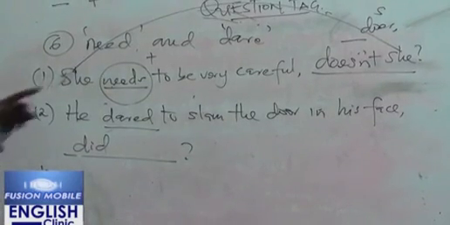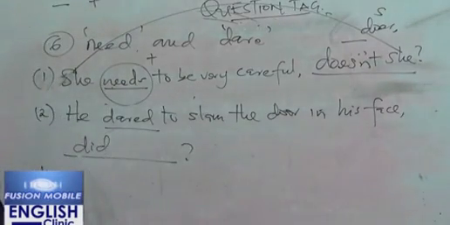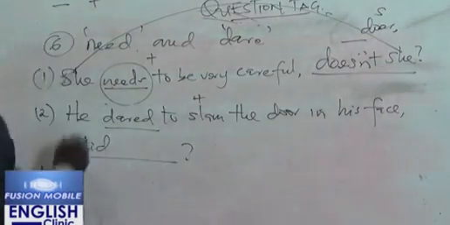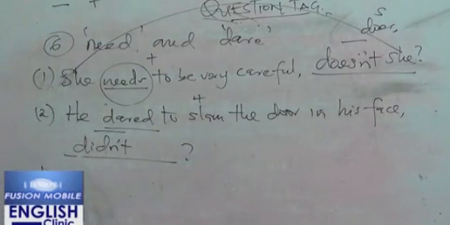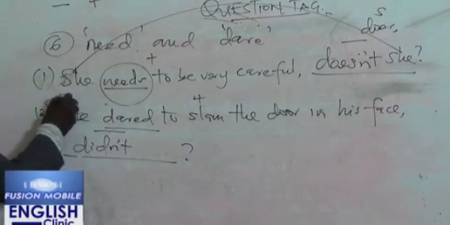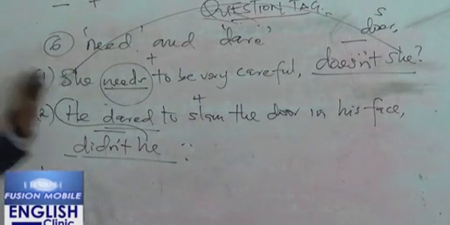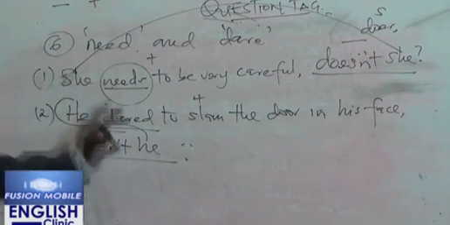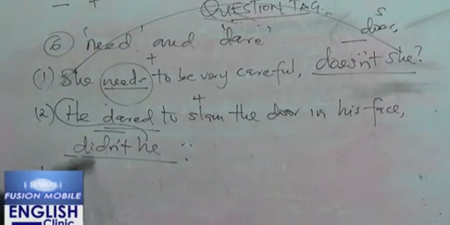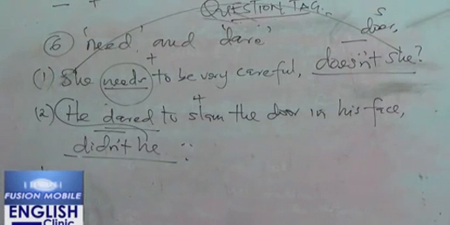Then we now need to ask ourselves, this statement, he dared to slam the door in his face, is it positive or negative? It's actually what? Positive. That means the tag must be what? Negative. So I will add n apostrophe t to my did, it becomes didn't. Then I will repeat the subject here in the tag, which is what? He. So my tag is what? Didn't he. So this rule says that whenever need or dare is used in a positive statement, it is not repeated in the tag. Instead, it is treated like what? A lexical verb. This concludes our discussion of rule number 6.